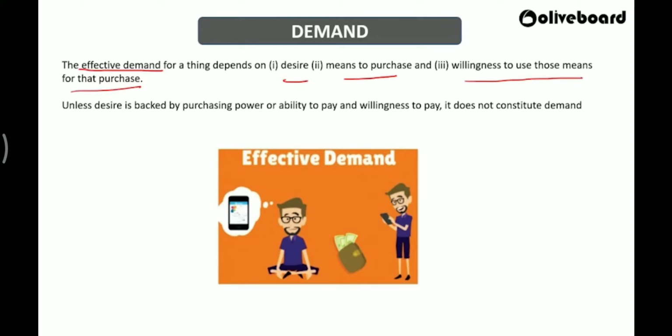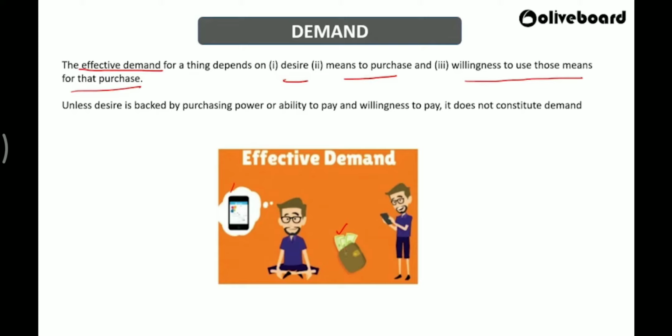What does it mean? First, you should have a desire. Suppose you wanted to buy an iPhone. That is your desire. Second thing, means to purchase. Means to purchase means you have a purchasing power capacity. You're getting it? Purchasing power means you have the ability to buy that.